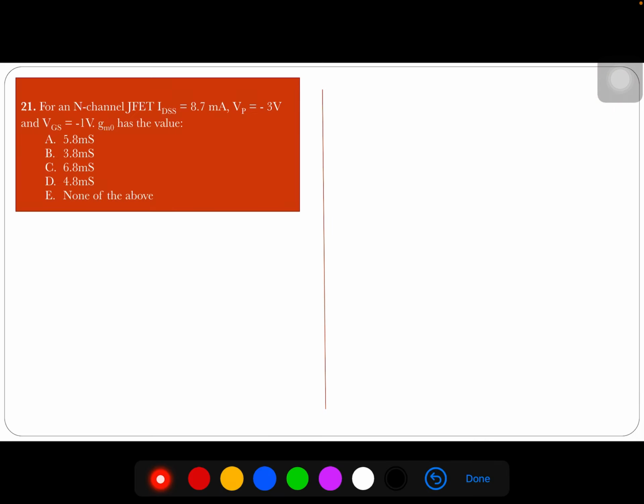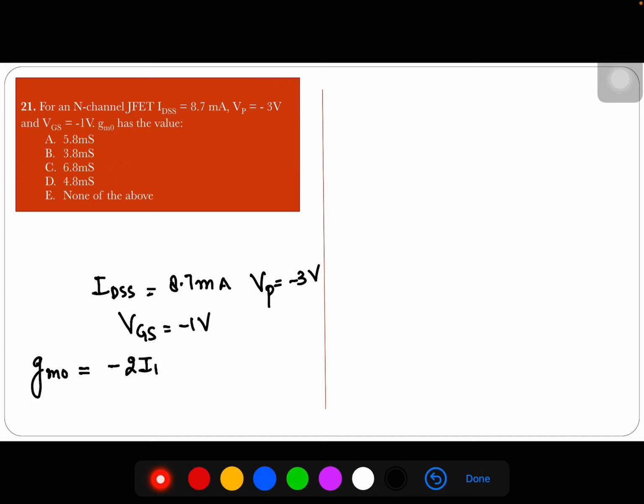Next question. For an N-channel JFET, IDSS has been given to you as 8.7 milliampere, VP has been given to you as minus 3 volt, VGS has been given to you as minus 1 volt, and you are asked the value of gm0. In one of the previous questions, I told you that the formula of gm0 is equal to minus 2 IDSS upon VP. You are given all the values, just put them in and calculate the answer.